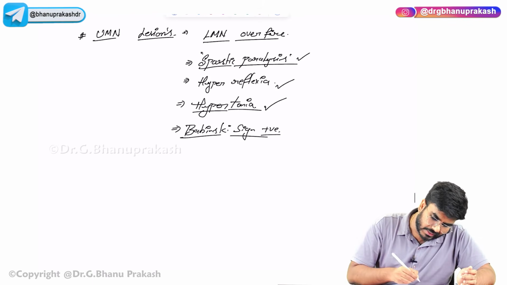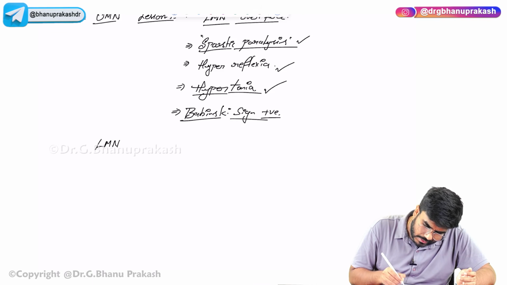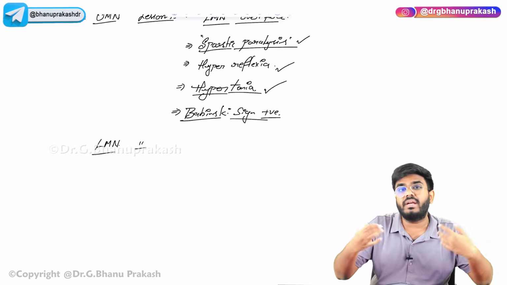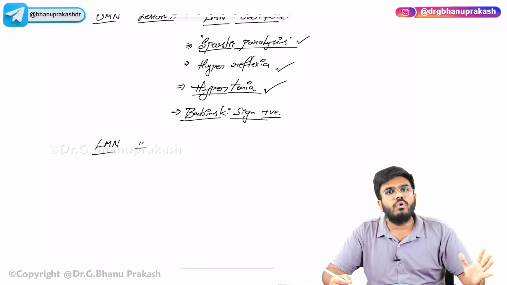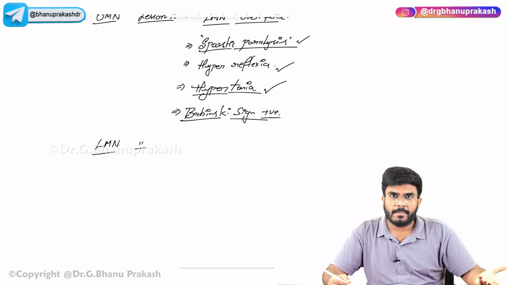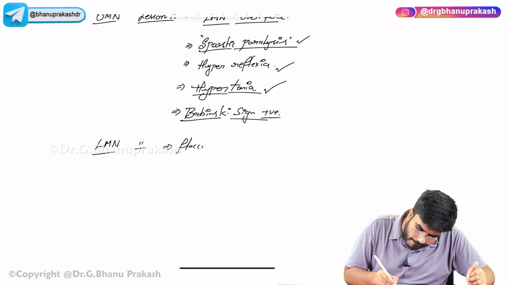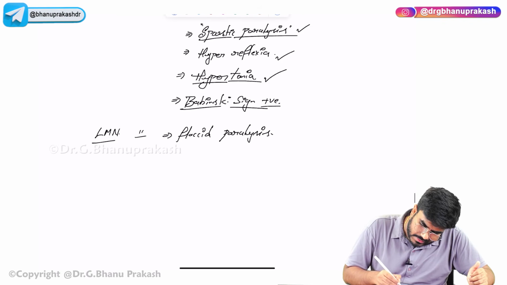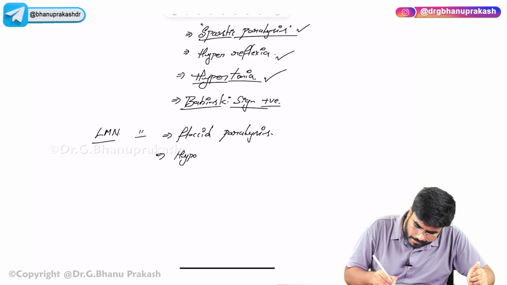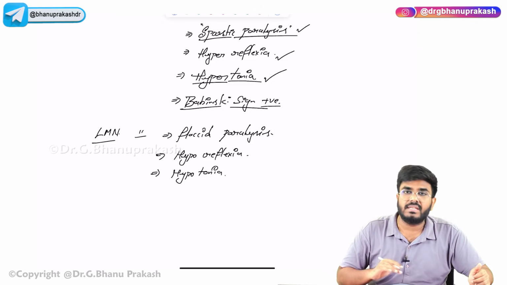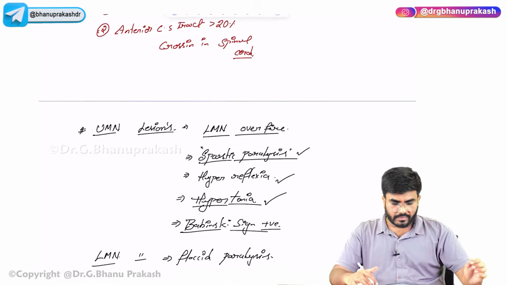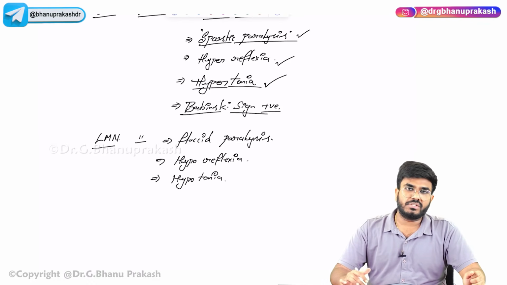Now exactly the opposite thing. In lower motor neuron lesions, what happens? The lower motor neuron itself is dead. There is no lower motor neuron. Without the lower motor neuron, the muscles are not going to contract. So the patient is going to have flaccid paralysis, hyporeflexia and hypotonia. And Babinski sign is not going to be seen. So these are the differences between upper motor neuron lesions and lower motor neuron lesions.